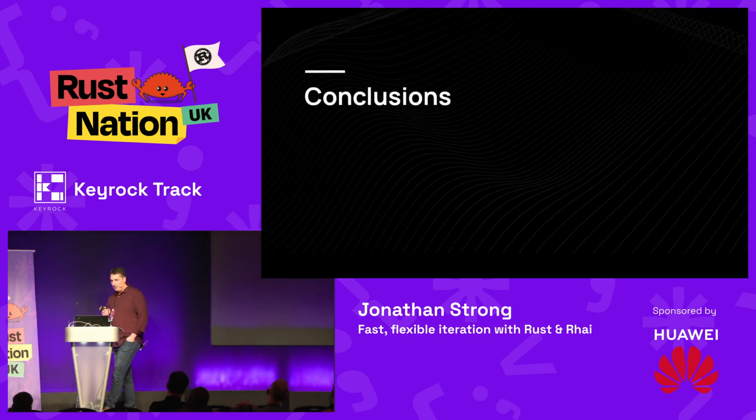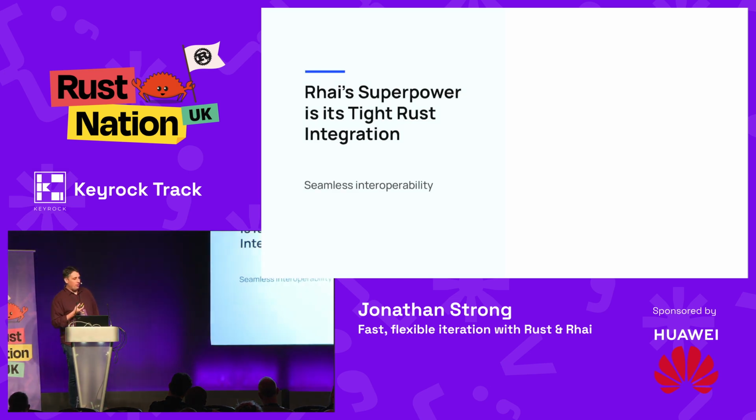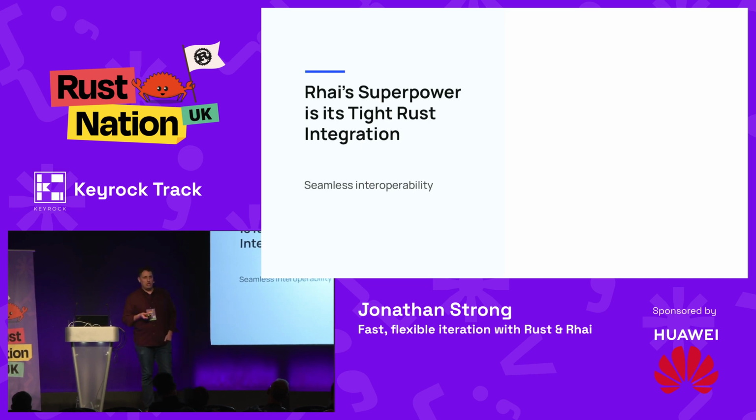So, just in conclusion, Rhai's superpower is its tight Rust integration. The thing that makes it useful to Rust developers is that you can easily go between the two worlds of your native Rust code and your Rhai script. And that is really, really valuable. Even though Rhai is not as fast as LuaJIT, and there are some things about the language I might change, it's a great language, and not all scripting languages have this really seamless, tight interoperability with Rust, which makes it nice to use.